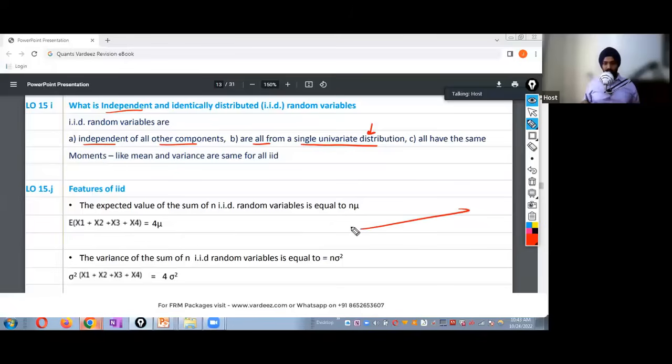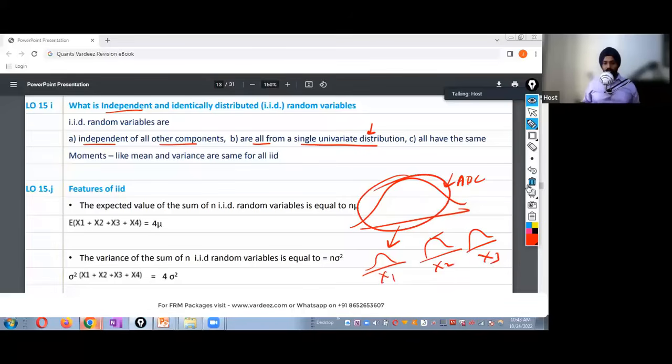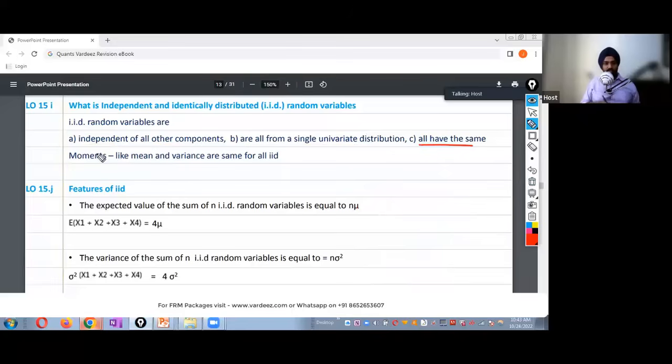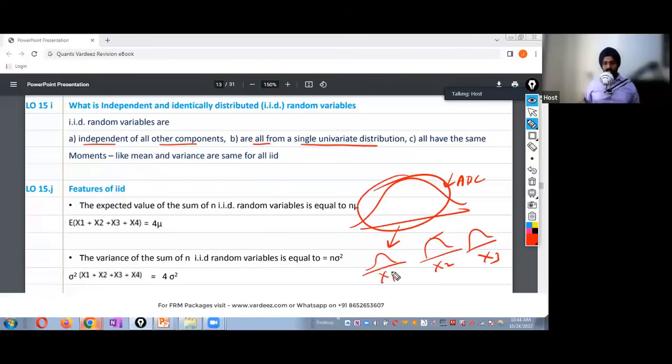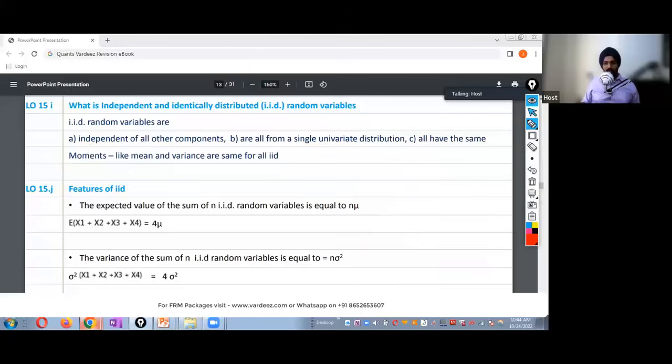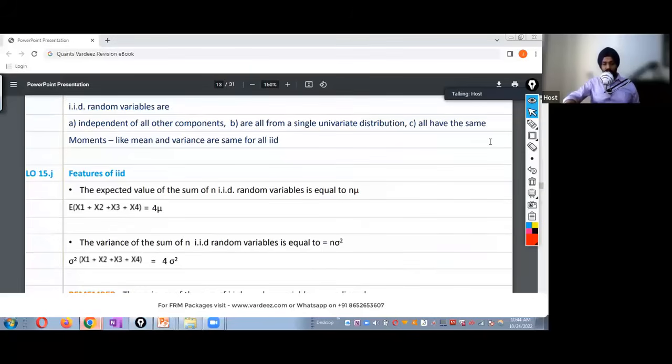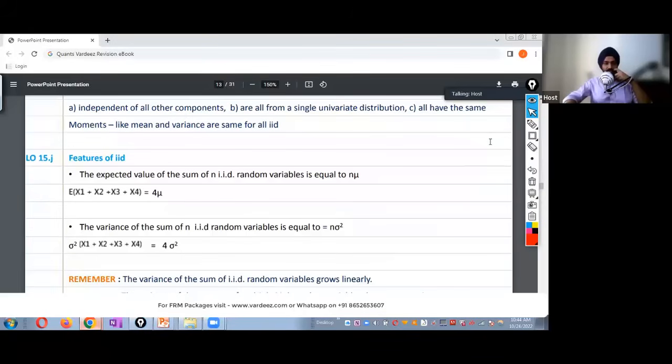If you're looking at data of, let's say, ABC company, and you're pulling out the samples X1, X2, X3, they all come from the same distribution, right? And all have the same moments like mean and variance, all are the same. So all the data from the distributions that we have will all have the same mean, the same variance, the same moments. Okay, that's for the IID random variable.